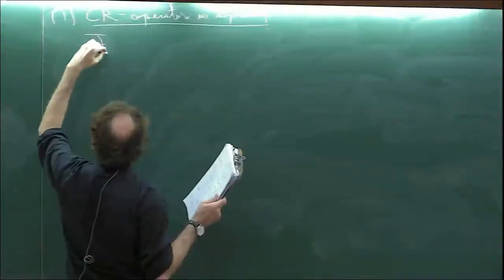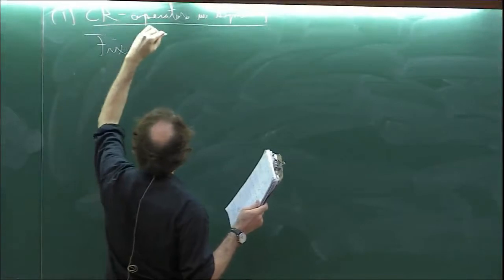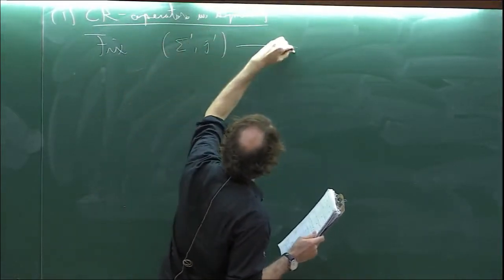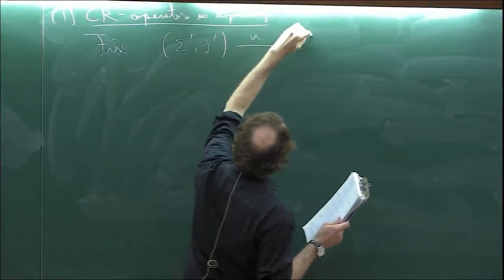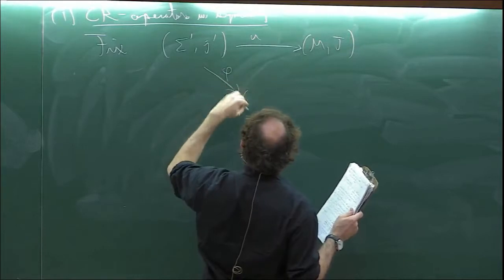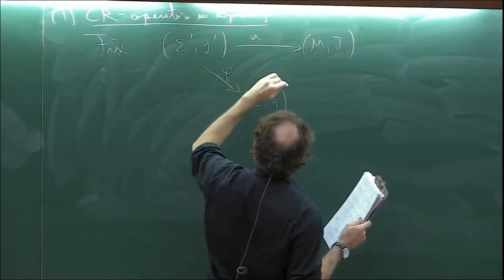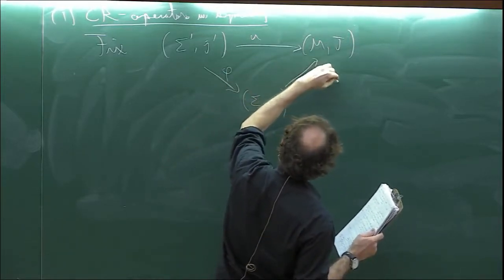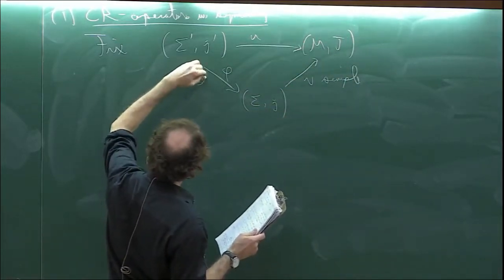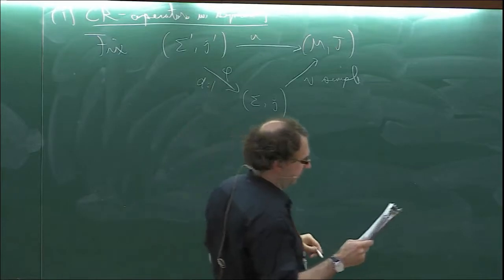All right, let's fix such a cover. I'm going to denote its domain by (Sigma', j'), which is unfortunately slightly the opposite of what I did before. Phi is a cover of that over (Sigma, j), and v is a simple J-holomorphic curve. Phi is a d-to-1 holomorphic branched cover.